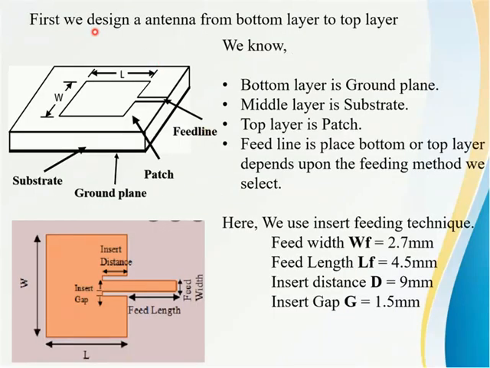First, we design the antenna from the bottom layer to the top layer. The bottom layer is the ground plane, the middle layer is the substrate, and the top layer is the patch. The feed is placed on the bottom or top layer depending on the feed selection. Here we use the inset feeding technique. This is the feed with its length, inset distance, and inset gap. The inset feed length and the inset distance gap values are given below. Using these formulas, we design the antenna.